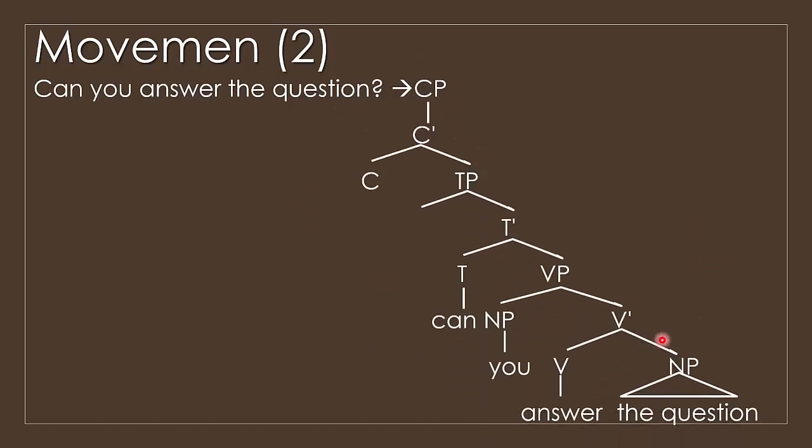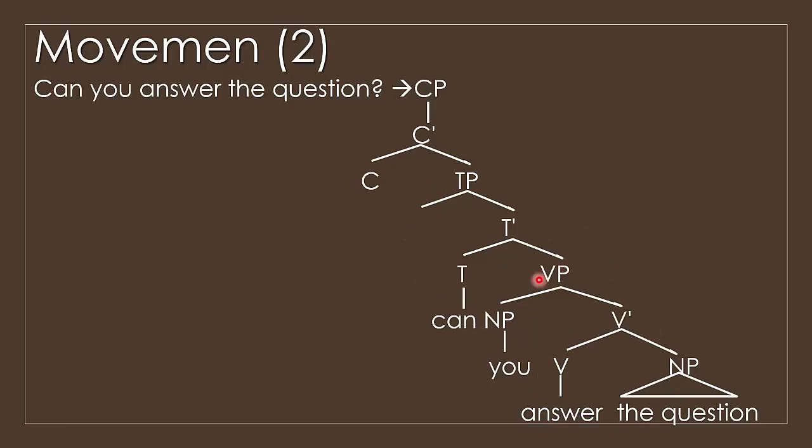Let's move to the next sentence. We have, can you answer the question? This is a CP, or complementizer phrase. And this is the D structure of the question. Can you answer the question? We have can here as the head of T, and then we have C, which is empty over here. The specifier of T here is also empty.